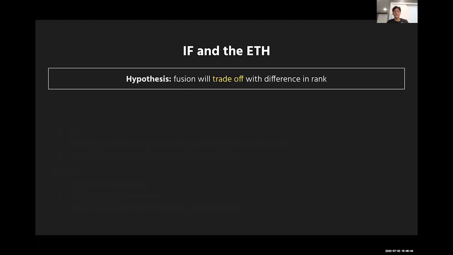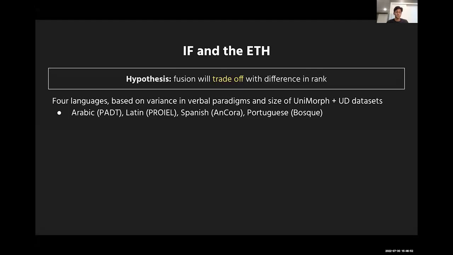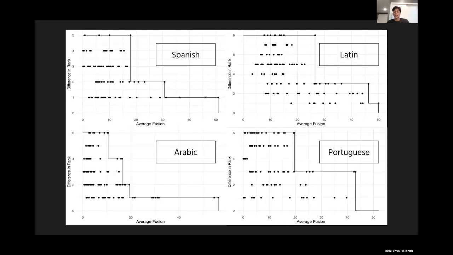And so the hypothesis is that fusion is going to trade off with difference in rank. So things that have high difference in rank are going to be less fused in general. We used four languages based on variance in their verbal paradigms: Arabic, Latin, Spanish, and Portuguese. And these are our results.